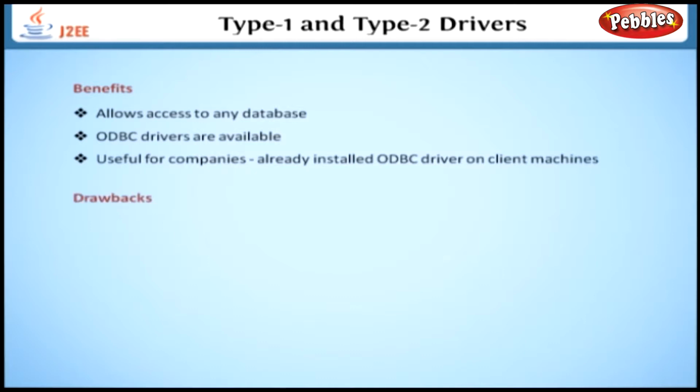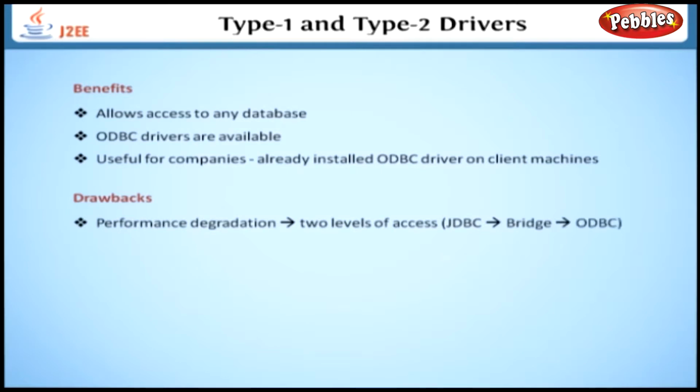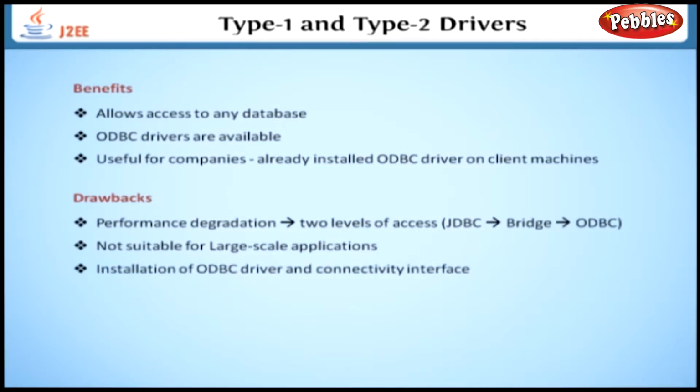Drawbacks. The performance is degraded because of two levels of access, i.e. the JDBC call goes through the bridge to the ODBC driver, then to the native database connectivity interface. The result comes back through the reverse process, so Type 1 drivers may not be suitable for large-scale applications. The ODBC driver and native connectivity interface must be installed already on the client machine. So we can't use Java applets in an intranet environment because of the deployment problems of traditional applications.